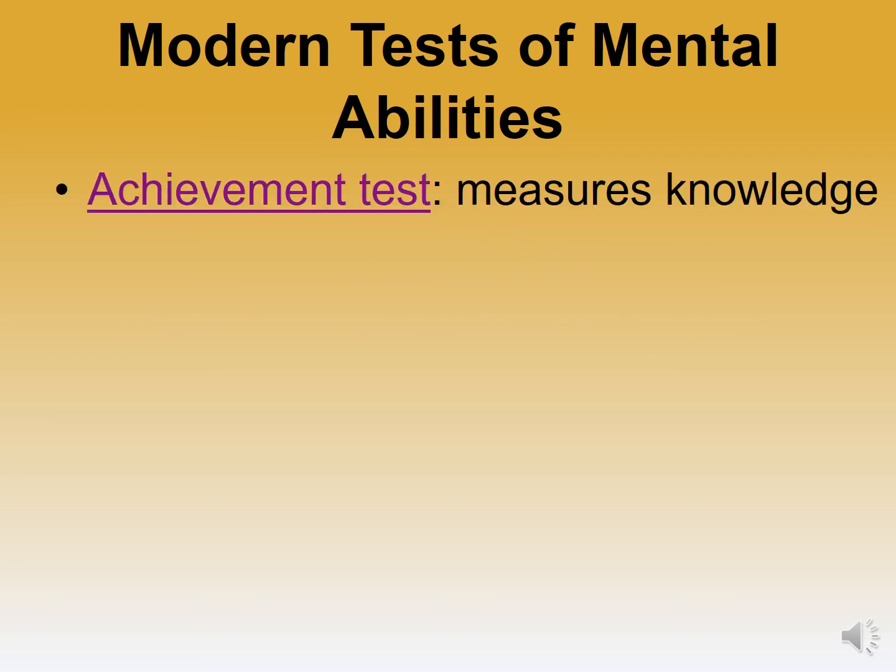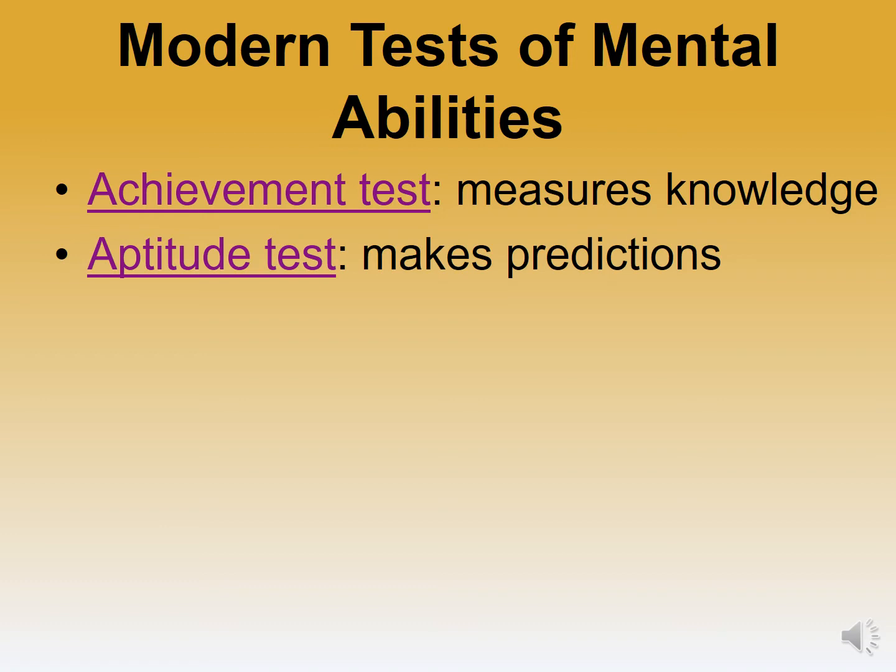There are basically two types of intelligence tests. There are achievement tests, which measure your knowledge in a content area. An example of this would be like the AP exam. There is specific content that you have learned, hopefully, that you are being assessed for. And then there are also aptitude tests, which try to make predictions about what you will do in the future.